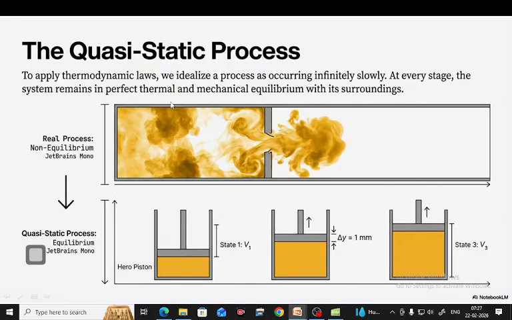The quasi-static process. To apply the thermodynamic laws, we idealize a process as occurring infinitely slowly. At every stage, the system remains in perfect thermal and mechanical equilibrium with its surroundings. This is the real process, non-equilibrium. Quasi-static process, that is an equilibrium. Here is a piston, state 1, V1, state 3, V3. So these are the quasi-static processes.